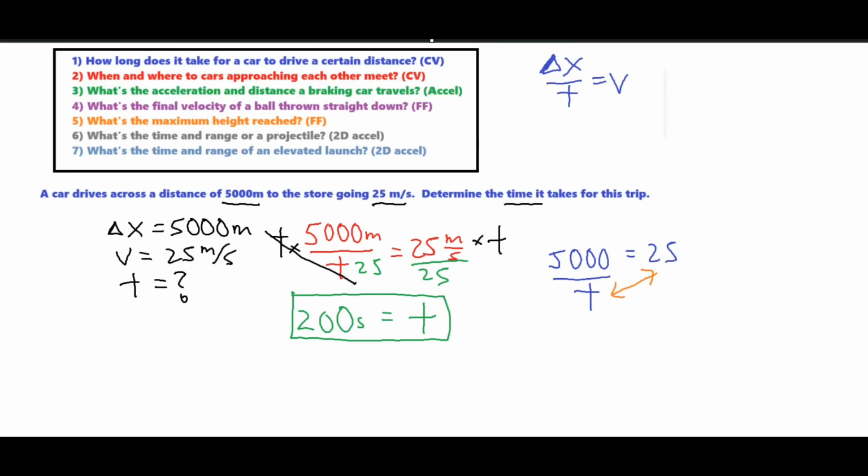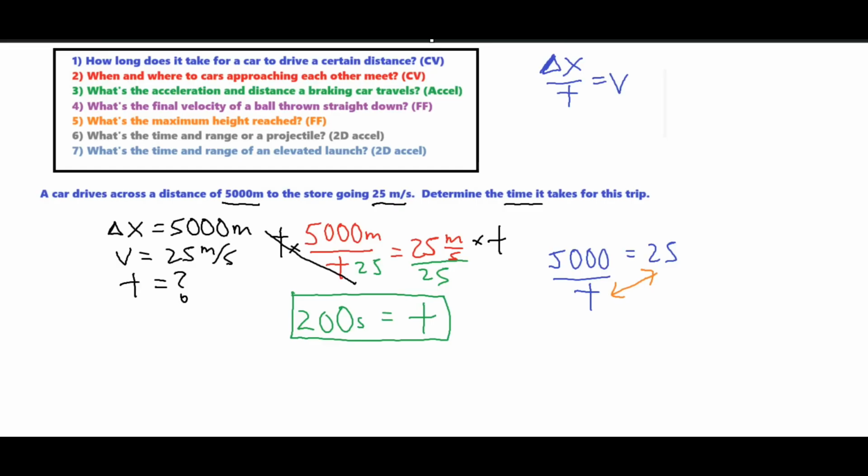And then the 25 is going to switch places with the t. In the end, both operations are pretty much the same thing. You take 5,000 divided by 25 in the end. So whichever one clicks with you or is more comfortable for you to problem solve with, I would take that method. All right, that completes our first question.